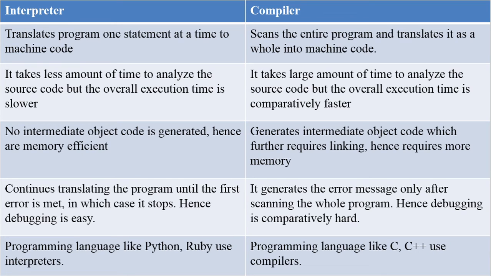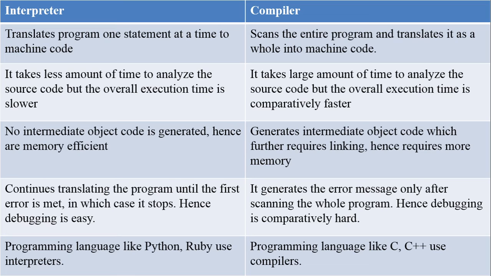If there is an error in a particular instruction line, it stops the conversion procedure. So the interpreter supports the debugging activity easily. We can easily find the error in a particular line of program code in the case of an interpreter, right? But a compiler generates the error message only after scanning the whole program. Hence debugging is comparatively hard in the case of a compiler.